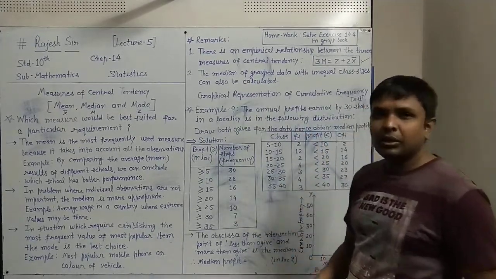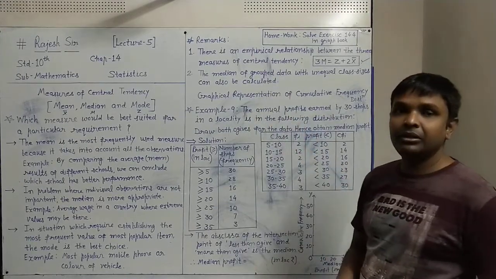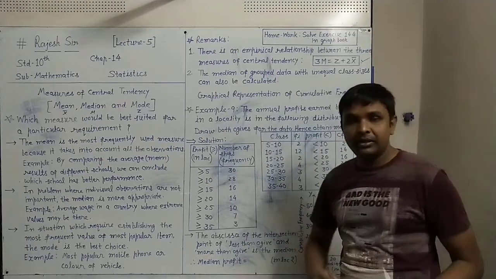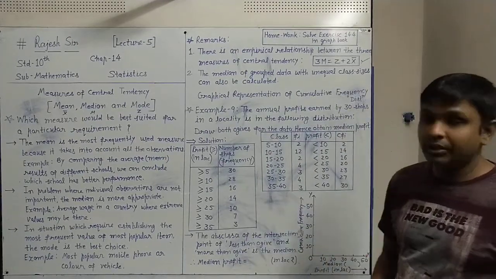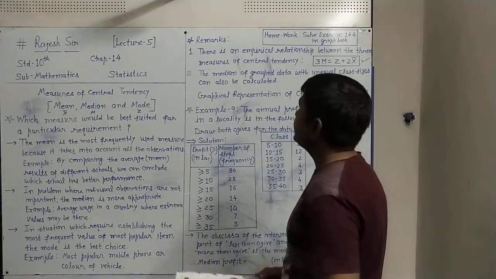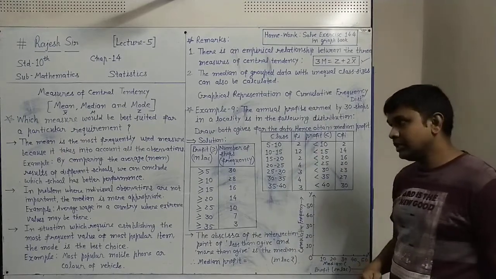This is not in our course, but it is for your knowledge to understand that median can be calculated when unequal class sizes are there. In the next classes you will see that also. So this way we have seen all the three measures of central tendency, empirical relations, and some remarks.